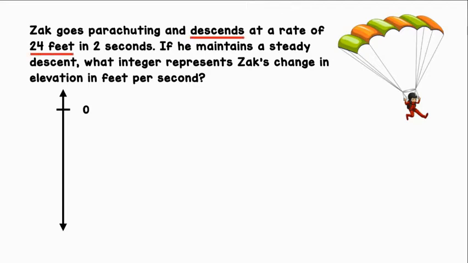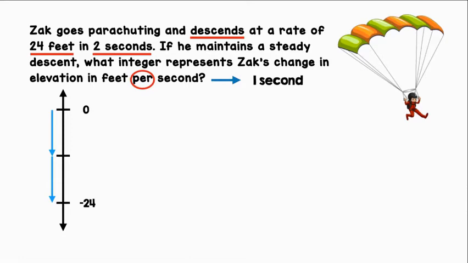He descends 24 feet. He's going down, so we're going to represent that with a negative 24. This takes 2 seconds. The question is asking for his change in elevation in feet per second. Per means 1, so we're finding his change in 1 second.